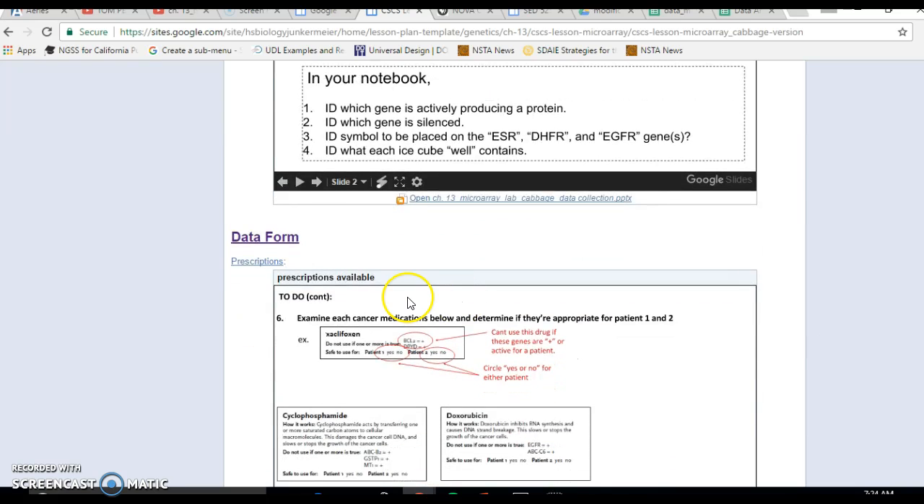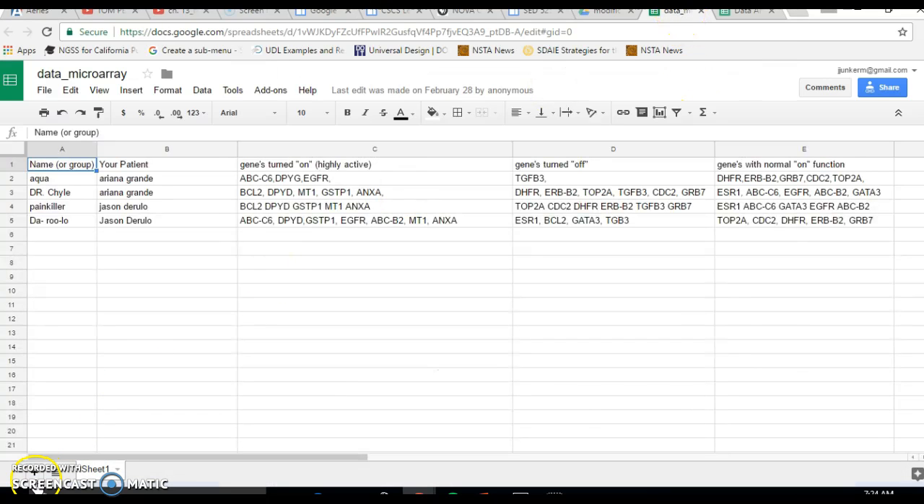you see the next part of this is the data form. When you click on the data form, it opens up a spreadsheet. You can see prior students' results from doing the lab here. So we have here individuals who've clicked on the data form so that they can report which genes they found for each patient as being active, overactive you could say, turned off or silenced, or normal functioning.